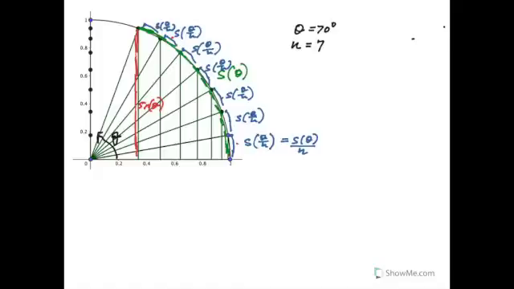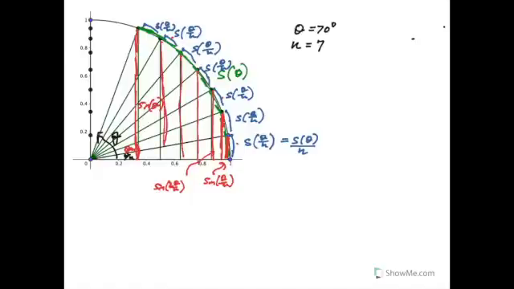Now, here's the small theta over n angle right here. And that makes this red line segment sine of theta over n. And here's another theta over n angle. Together it's 2 theta over n, so this line segment here could be called sine of 2 theta over n, and this is sine of 3 theta over n, 4 theta over n, and so on.